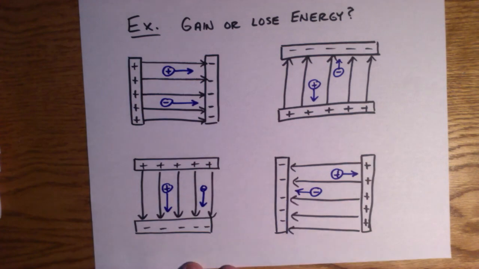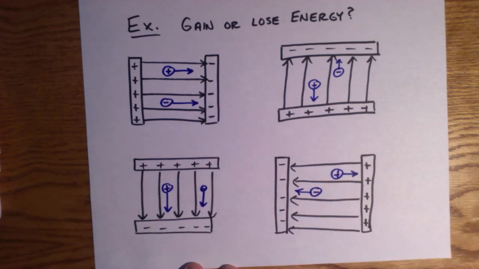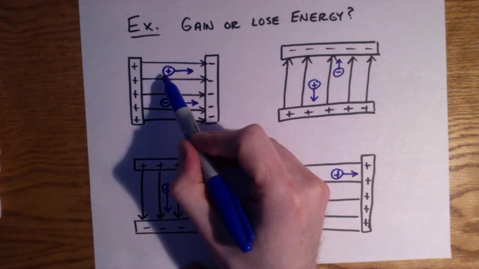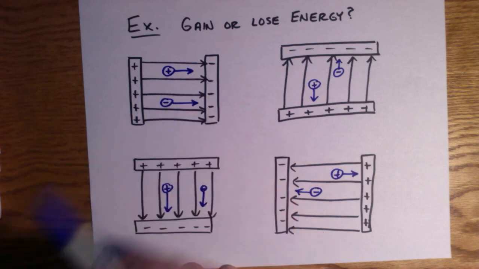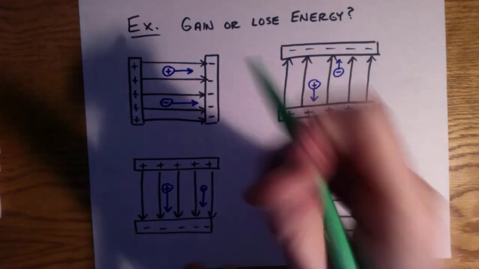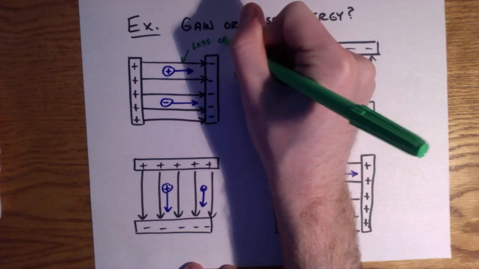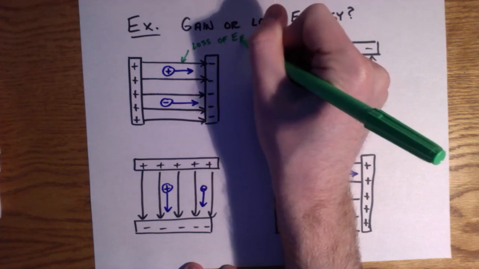And I want you to try and figure out what's going on here. Are the positive charges gaining or losing energy? Are the negative charges gaining or losing energy? So we take a look at this example here. I have a positive charge. I'm allowing it to move towards a negative plate. If you think about this, the positive would naturally like to go towards the negative. So in this case, I have a loss of energy. The charge is naturally doing what it wants to do.